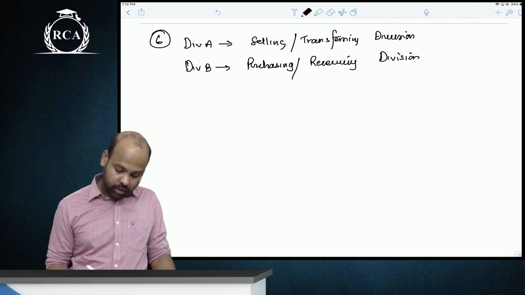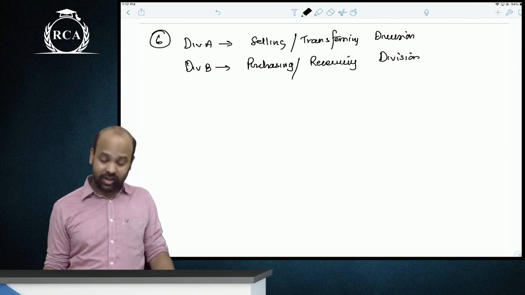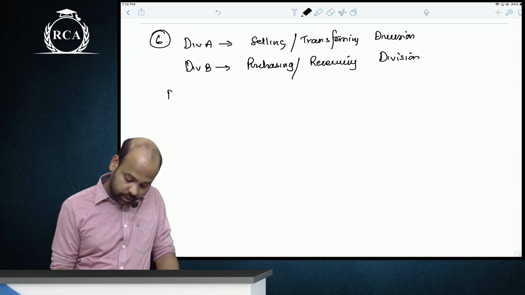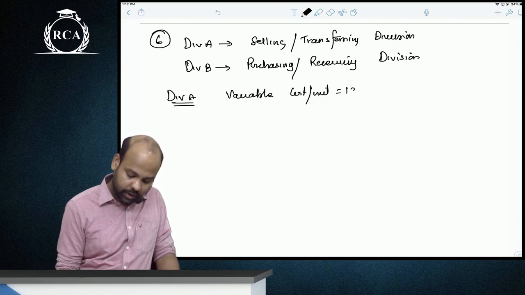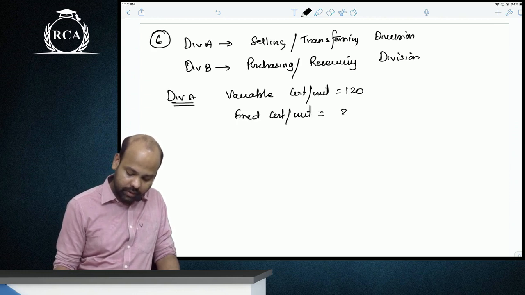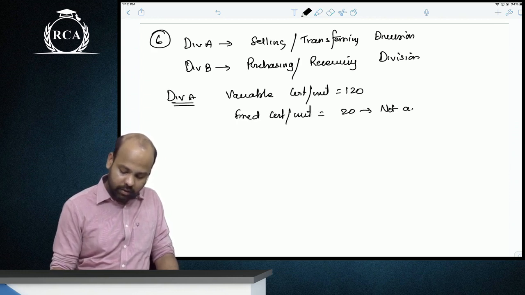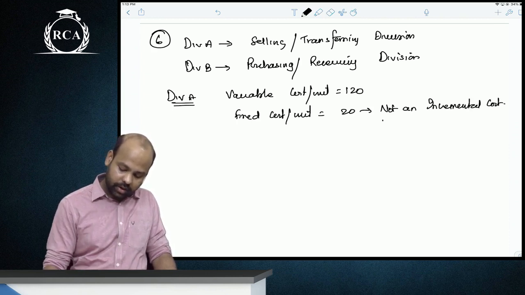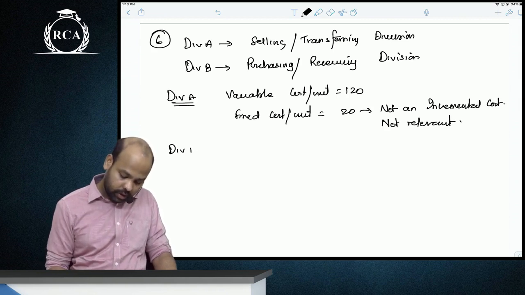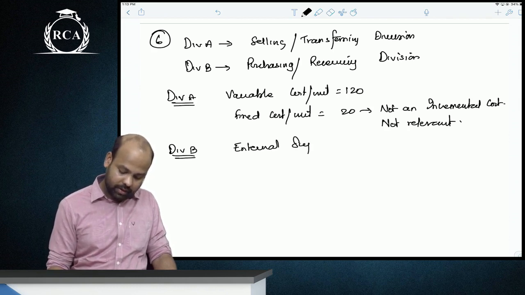Yes, guys. तो यहाँ पे बेटा what you'll have to understand is first division A beta, the variable cost per unit is 120. Fixed cost per unit, guys, is 20. Not relevant for decision making. Not an incremental cost, not relevant. इसको साइड में रखो बेटा, ठीक है? Yes sir. Division B, guys, external supplier price for them is 135.